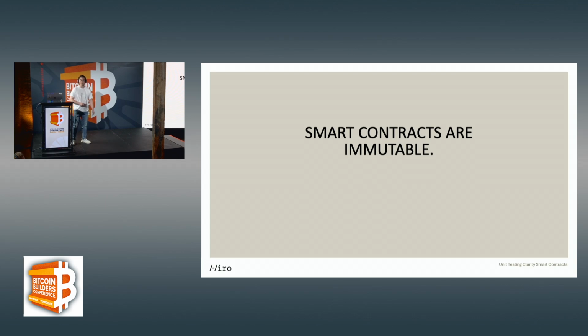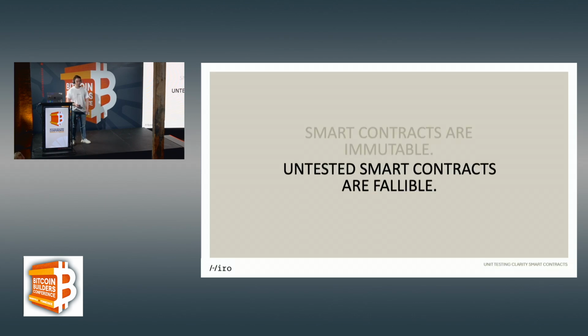So smart contracts are immutable. Untested smart contracts are fallible, right? Going back to what the web developer said before, if you're working in the Web 2 space, they can go back, fix the code, fix it in production, and everything will be okay for the most part. When you're working with smart contracts in the decentralized ecosystem, once you make a mistake on your smart contract on mainnet, well, it could be fatal or it could be costly for a lot of your users.